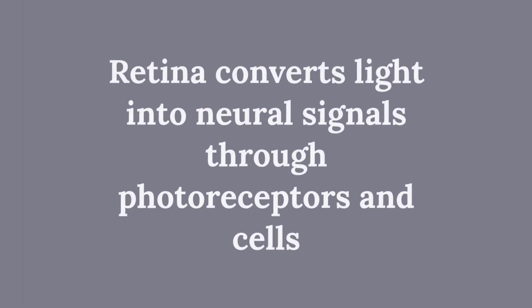The retina transduces light to neural signals. Photoreceptor cells play a key role. Bipolar and ganglion cells process signals. This forms a sophisticated system. The retina initiates neural impulses for perception.